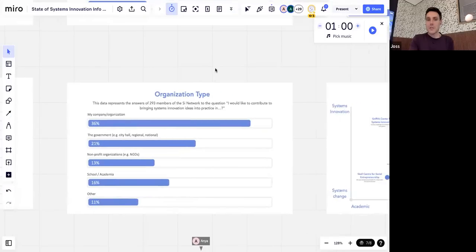This was another one. This data represents the answers of 293 members of the SI networks. This is a poll on our website. We asked, I would like to contribute to bringing systems innovation ideas into practice in: 36% said my company or my organization, 21% said government, non-for-profit 13%, academia 16%, and other 11%.